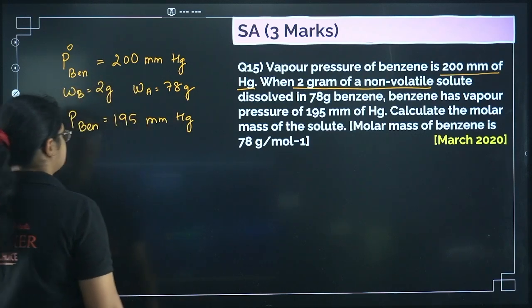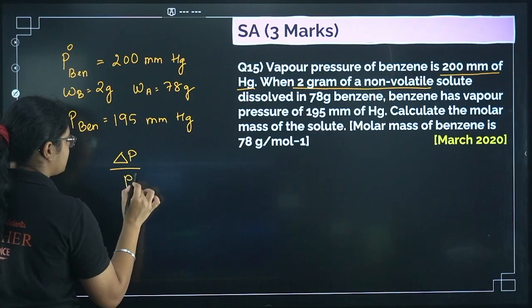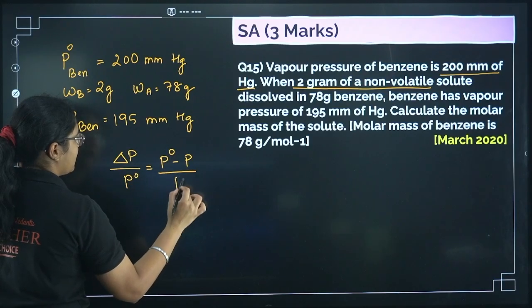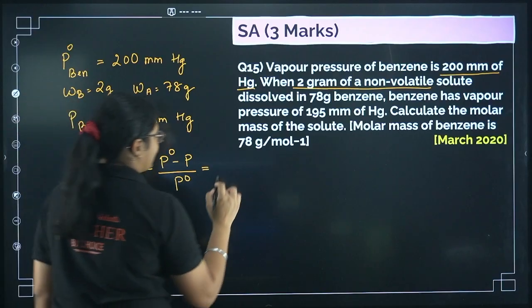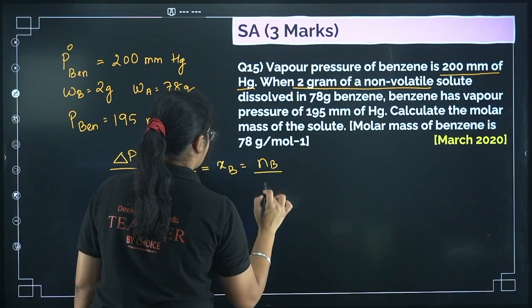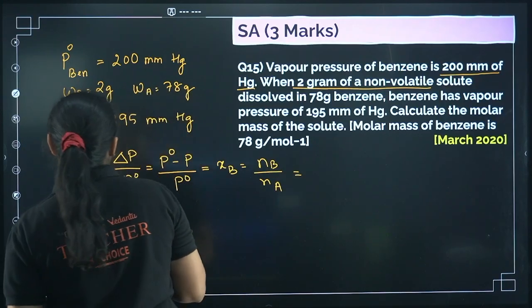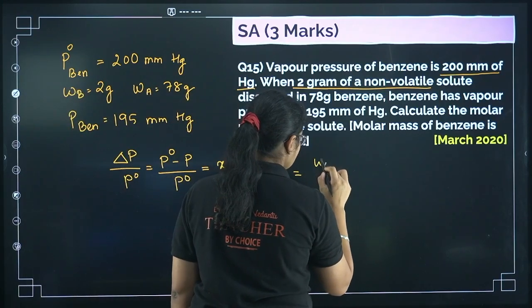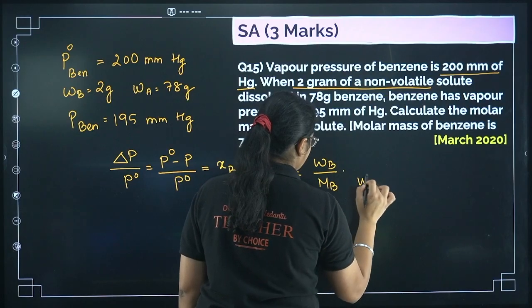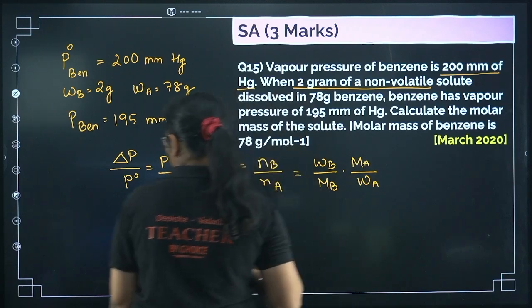Okay, calculate the molar mass of the solute. Molar mass of the benzene is already given. So this is relative lowering of vapor pressure. Delta P by P0 is equal to P0 minus P by P0 is equal to XB, which can be written as NB by NA, right? Again, NB by NA we can write as WB by MB into WA by MA. Okay, so now let's substitute.